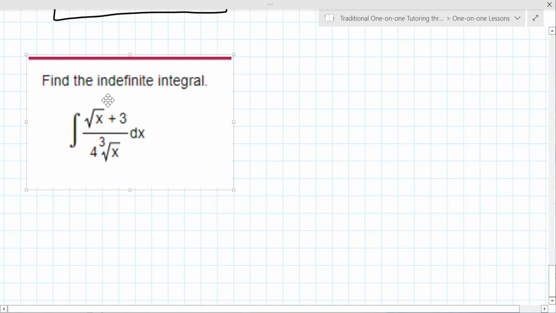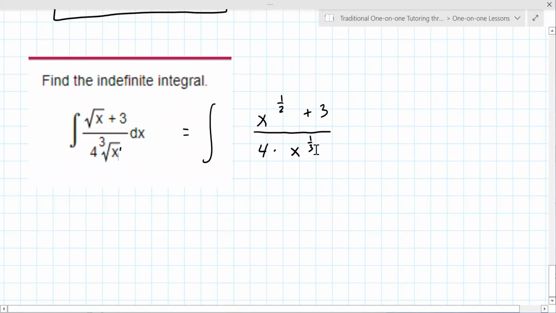really awful, okay, but it's still in the same category of problems we've been doing. You just need to rewrite this with the exponent. So it's x to the 1/2 plus 3 over 4 times x to the 1/3. So there's an exponent root property where the 3 becomes the bottom number and the exponent becomes the top number over here. That dx. Okay, now this 4 is really, I'm going to rewrite it, it's really 1/4, and constants can always come out, and that's another property here that's useful.